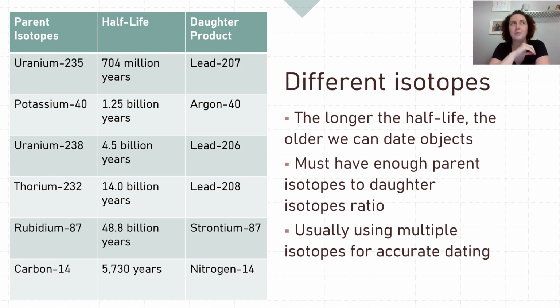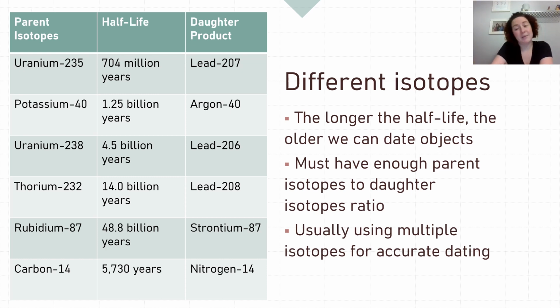But we look at other things too, because different isotopes have half-lives that decay over different rates of time. So you must have enough parent isotopes to daughter isotope ratios. This is just a compiled list of what different geologists are looking at in order to radiocarbon date something. And typically, we don't just rely on one point of data. We rely on multiple because it gives us a more accurate reading.